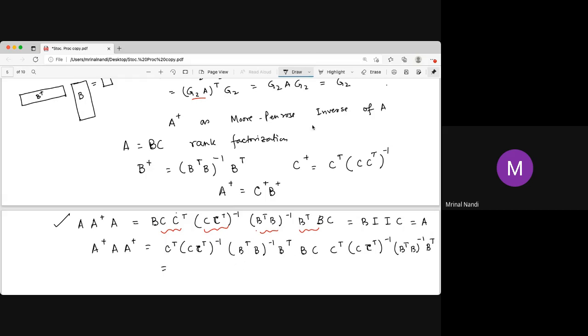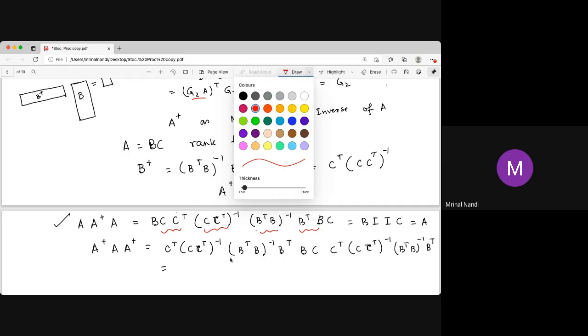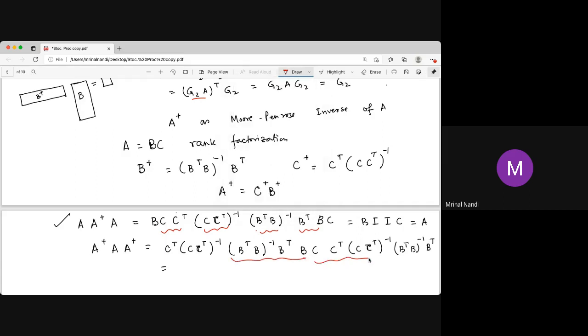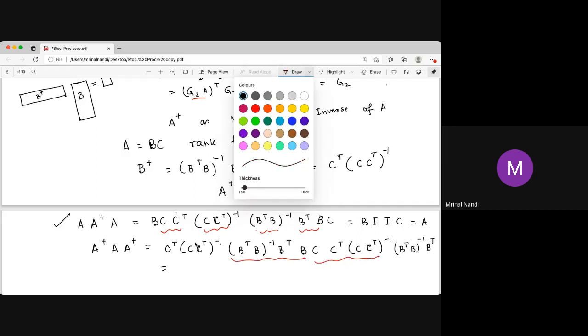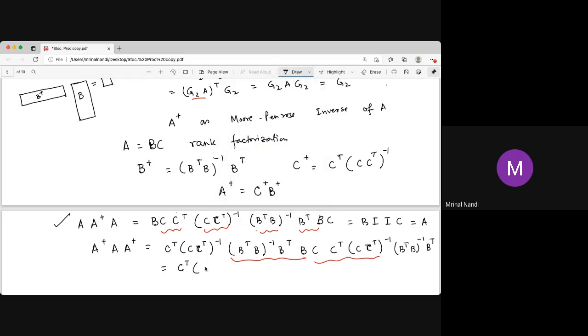This is identity. This is identity. This is identity. So we have C transpose (C C transpose) inverse, then (B transpose B) inverse, then B transpose. Now this is C plus, and this is B plus. So C plus B plus is A plus. So we proved it is reflexive.